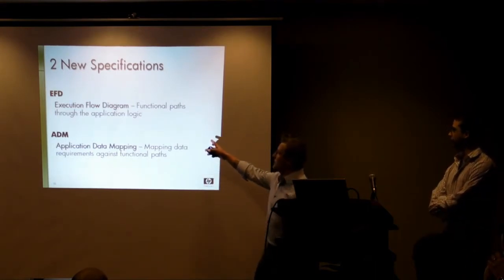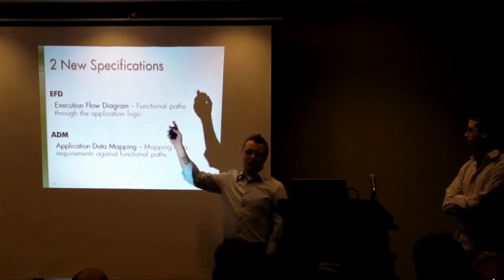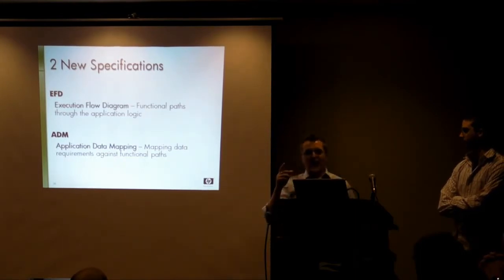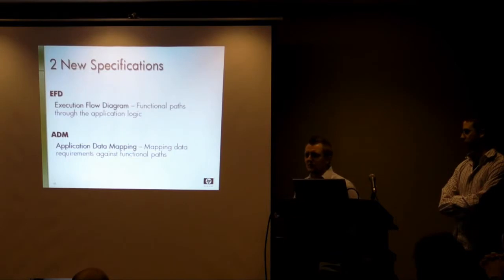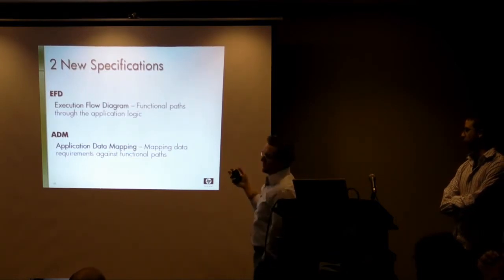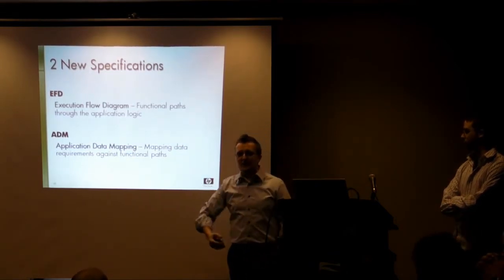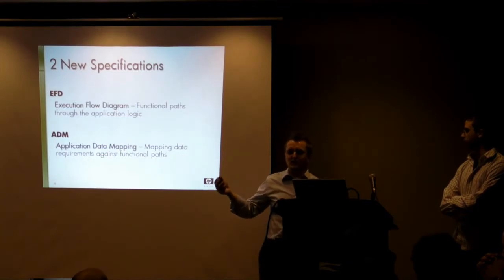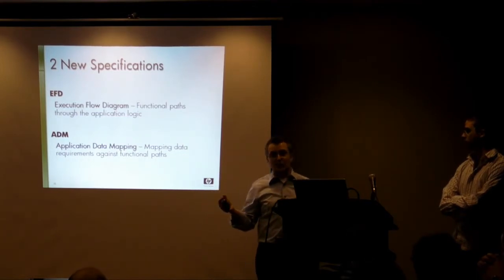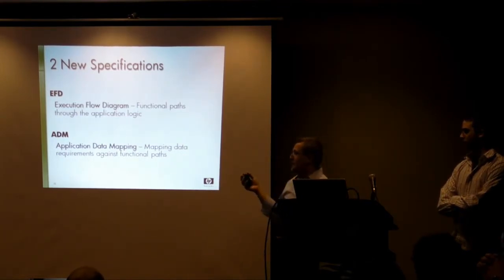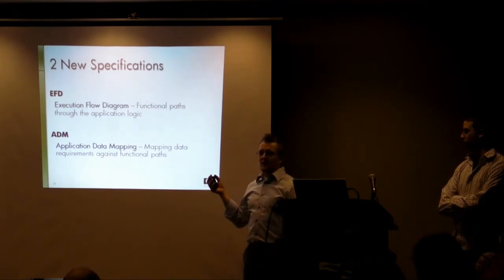So what we're going to do is put in an EFD, an execution flow diagram, showing how the application actually executes. This is a radical idea because there's no such thing right now. I haven't met a pen tester that has this up on their whiteboard when they start pen testing an app. We're also going to talk about something called an ADM, the application data map.